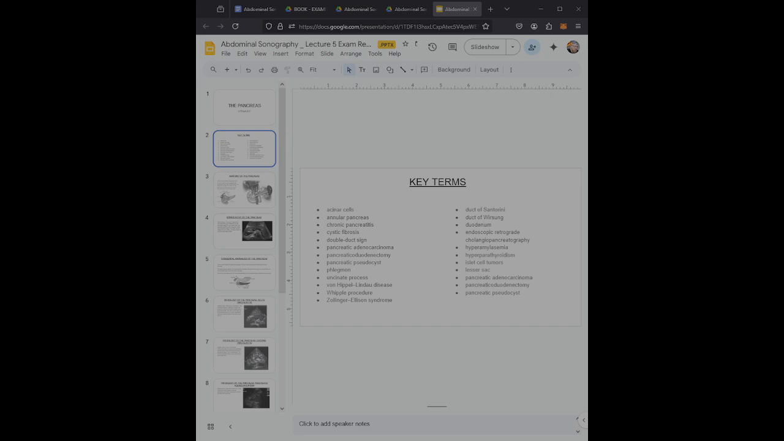The duodenum is the first segment of the small intestine, and endoscopic retrograde cholangiopancreatography is a fluoroscopic procedure used to evaluate the biliary tree and the pancreas. A gastrinoma is an islet cell tumor found within the pancreas. Hyperamylasemia is an elevated amylase count. Hyperparathyroidism is the presence of elevated parathyroid hormone.